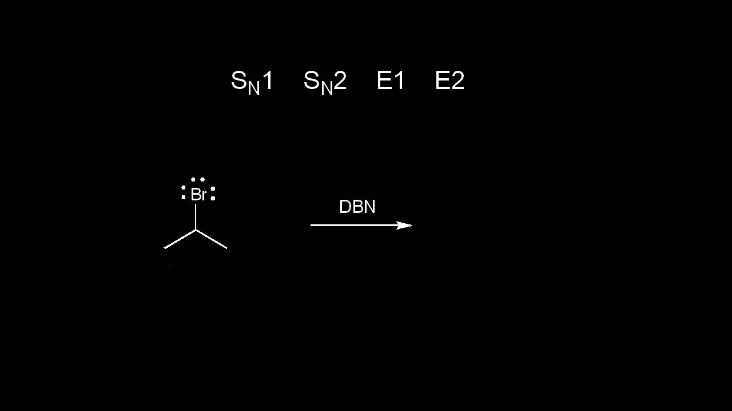For our next problem, we have a secondary alkyl halide. So just looking at our reactions, we can't really rule any out here. So all four are possible until we look at our reagent. And we saw in an earlier video that DBN is a strong base. It does not act like a nucleophile. So Sn1 and Sn2 are out. And a strong base means an E2 reaction, so E1 is out.